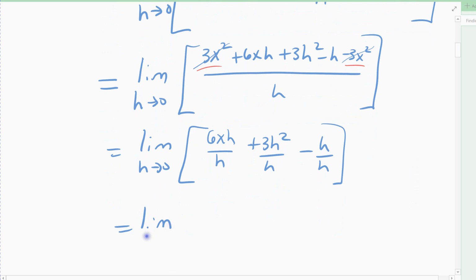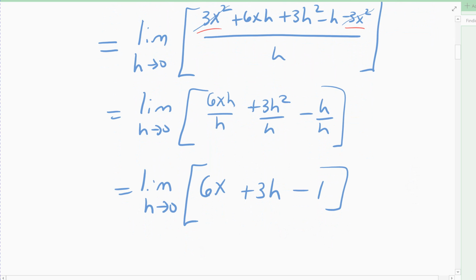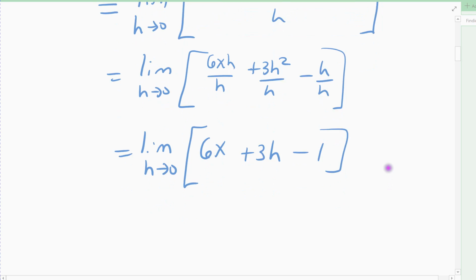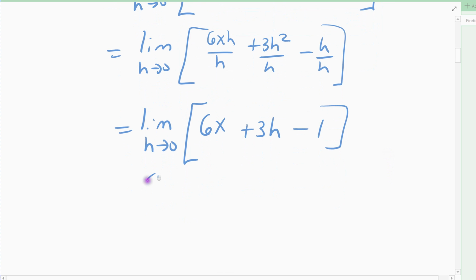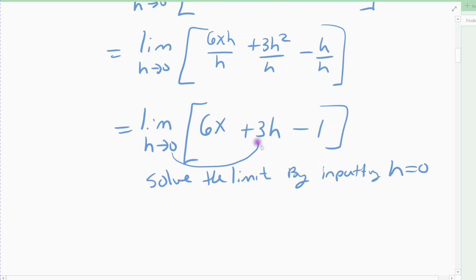All right, limit as h approaches 0 of the reduced form. So this reduces to 6x. This reduces to 3h, and this reduces to negative 1. All right, that's the goal, right? I want to get rid of the divide by h because my next step is going to solve the limit, right? We solve the limit by inputting h equals 0. You take the 0 and you plug it in, right? Can't plug it in before that because I get division by 0.